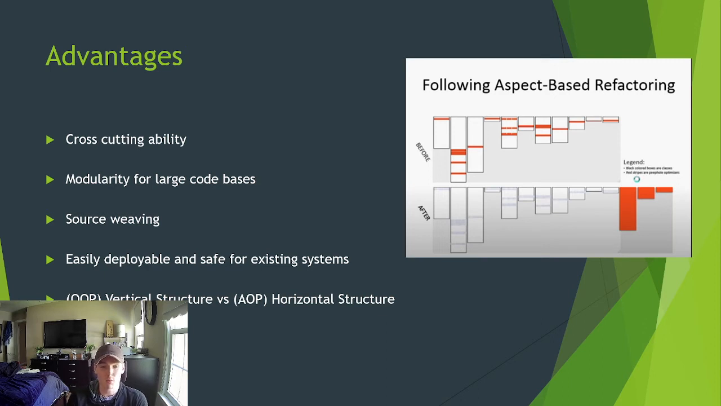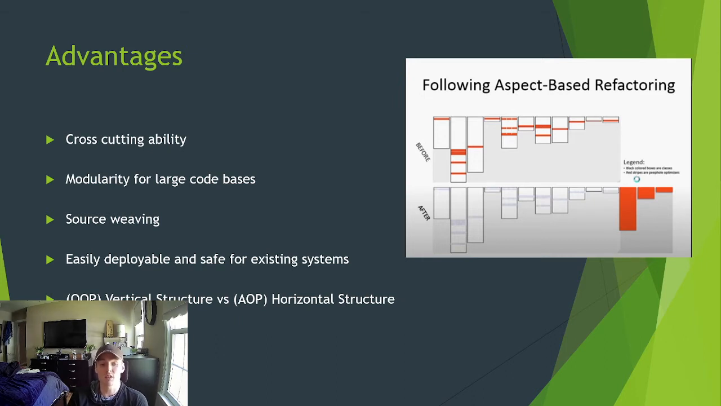AspectJ offers the ability to collect this code in a single location, as I had mentioned, without directly entering into the flow of the underlying code. This is really huge because not only does it allow the user to make changes to the code on a large scale, but it also allows them to safely modify the behavior of the code without the risk of accidentally breaking the underlying code base.